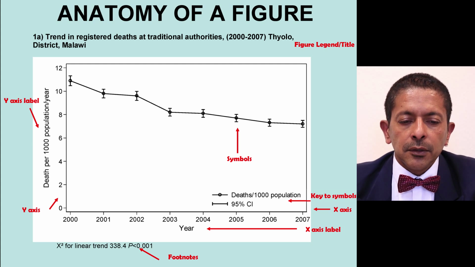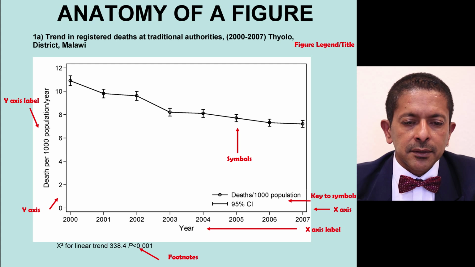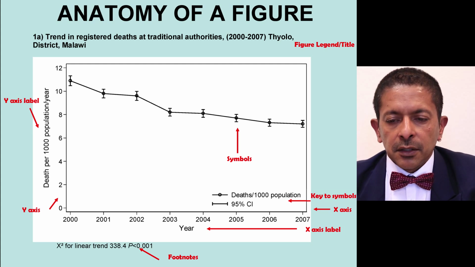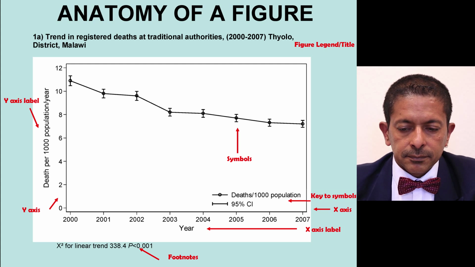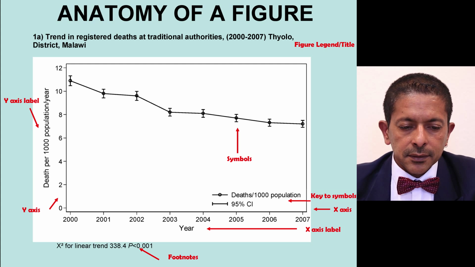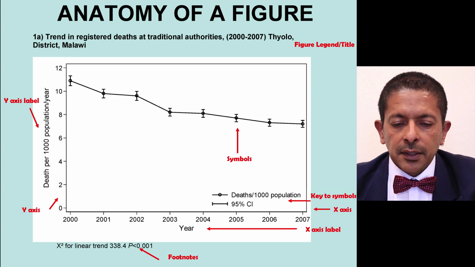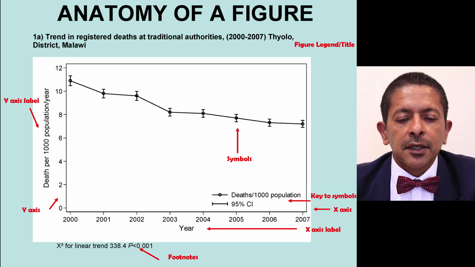Similarly, if you do a figure, you need to try to get the anatomy of the figure correct. This is 1A, trend in registered deaths at traditional authorities between 2000 to 2007 in Thyolo district, Malawi. This is the figure legend or title. This is the x-axis, the y-axis. You have to have labels for each axis. These are symbols. That's the x-axis label, the footnotes, and these are the different aspects that you need to have in every figure.